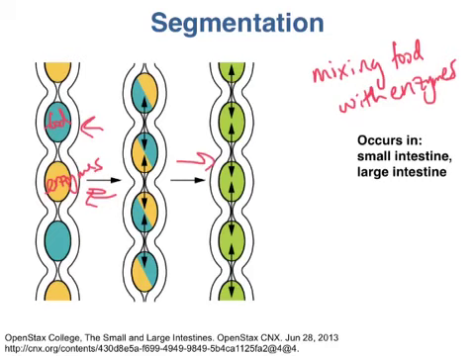And you see segmentation in both the small intestine and the large intestine. It also takes that partially digested food product and moves it along the intestinal wall so that absorption is easier. In the large intestine, segmentation is referred to as haustral churning. The haustra are segments of the large intestine.